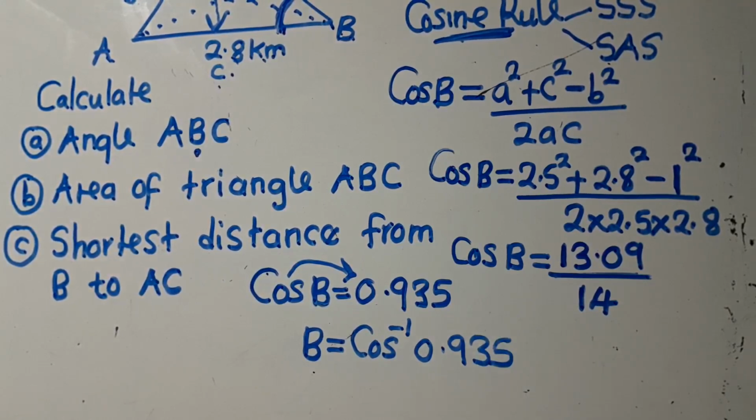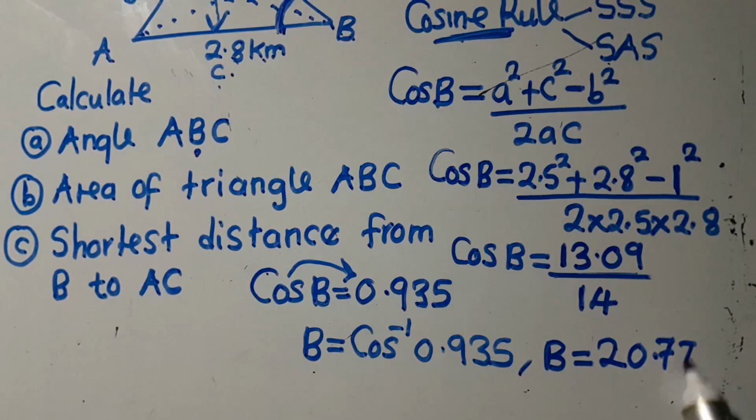Then you punch this on your calculator. For you to punch this on your calculator, you say shift or second function, shift, then you go where cos is. Cos, you're going to see the inverse. Then you say 0.935. What answer are we getting? We are getting 20.77. 20.77 like that. So we say degrees like this.